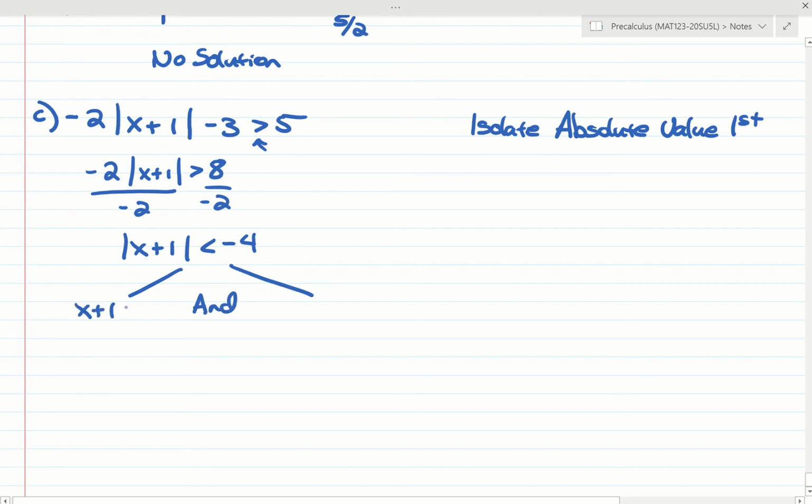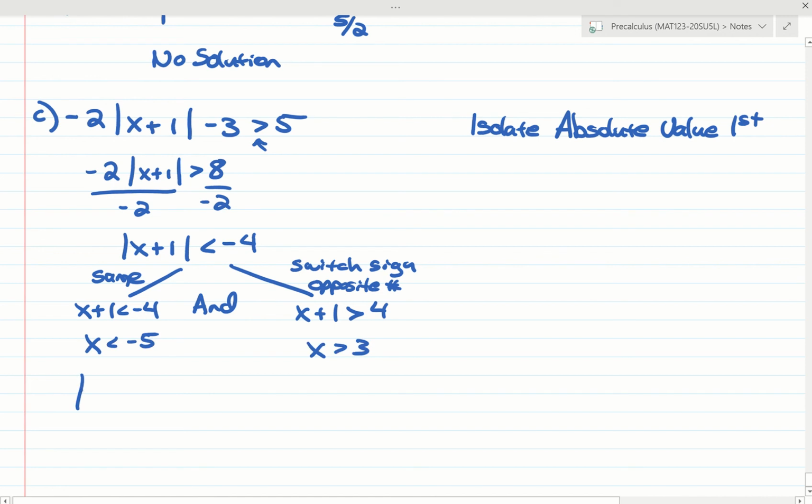We'd get x plus 1 is less than -4, and x plus 1, switch the sign, take the opposite. We get x is less than -5 and x is greater than 3. Well, would that ever work? Here's -5. Yeah, no, that would never work. And here's 3. There's no overlap, so for this one there's also no solution.